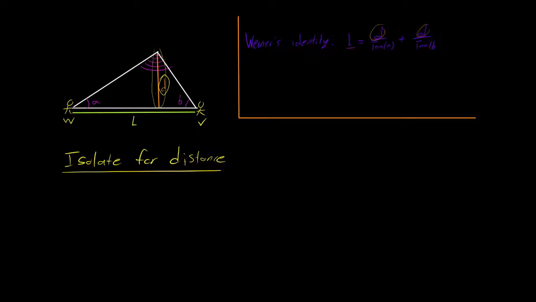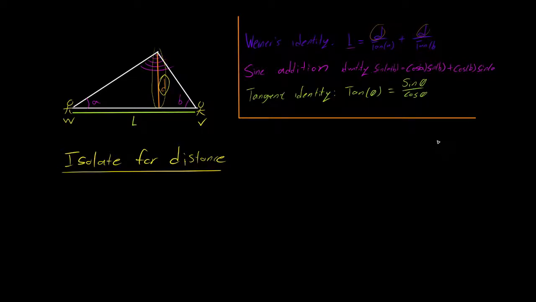First, Werner used the sine addition identity, which is sine A plus B equals cosine A times sine B plus cosine B times sine A. So that was the first identity he used. The second one is the tangent identity, where tangent of theta equals sine theta over cosine of theta. Through using these 2 formulas, he was able to solve for D. So let's get into a solution. Let's start off with Werner's identity.